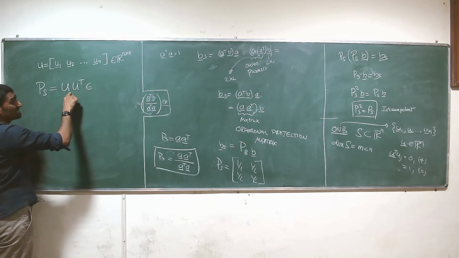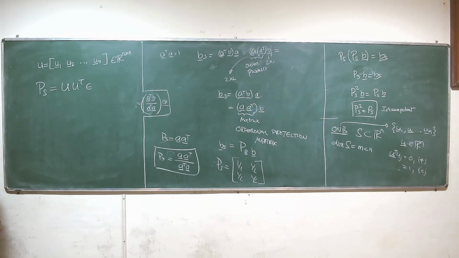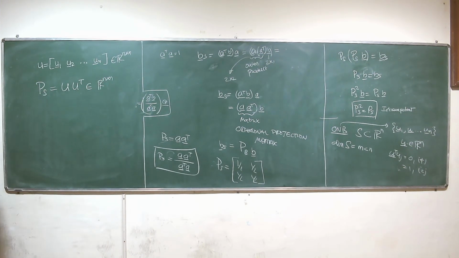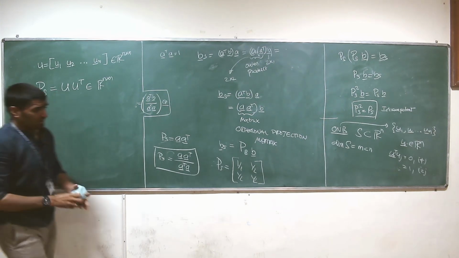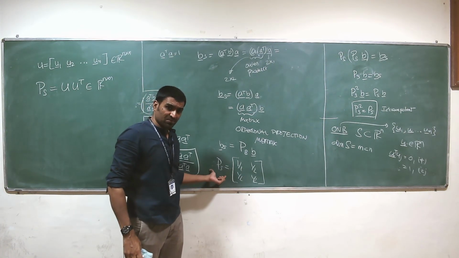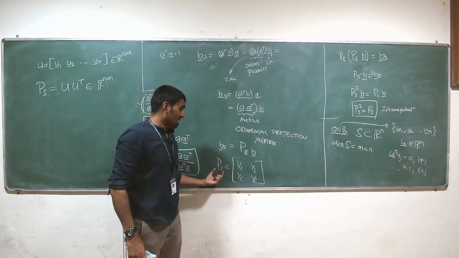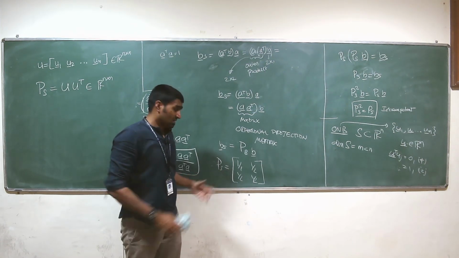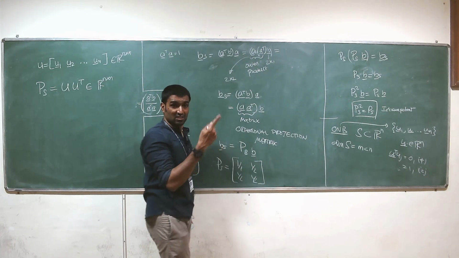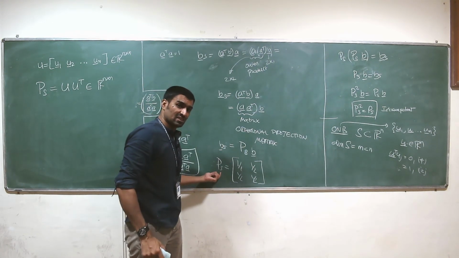And what will be the size, the shape of this matrix? U transpose. Another thing: orthogonal projection matrices will always be square matrices, and their size will be n cross n, where n is the size of the parent vector space that contains the subspace S.